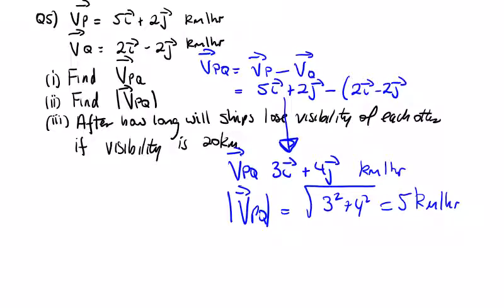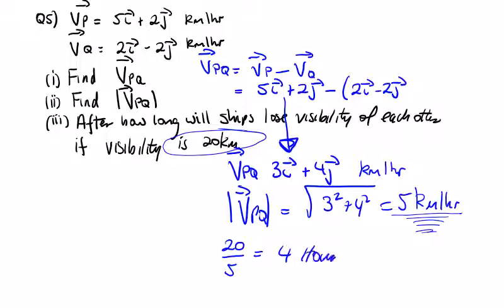And after how long will the ships lose visibility? Well, at the side of each other, the visibility is 20 kilometers. So you can see here, after 1 hour, 5, 2 hours, 10, 3 hours, 15, 4 hours, 20. So the distance that they can see each other, 20, divided by the speed that they're going at is going to give me time, 4 hours in this case.